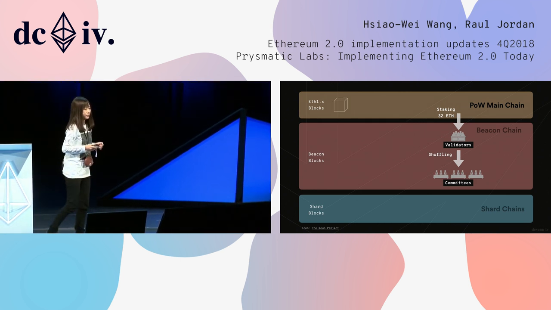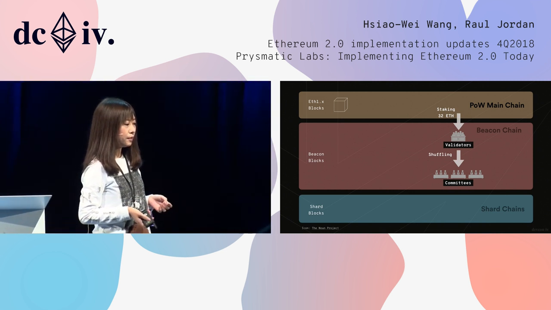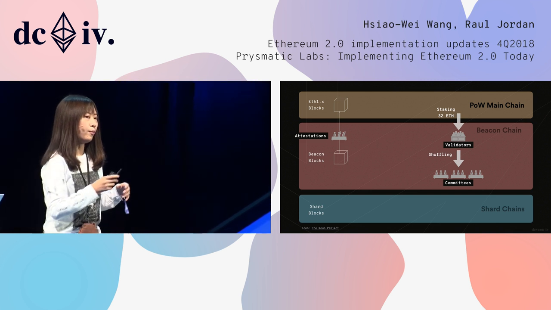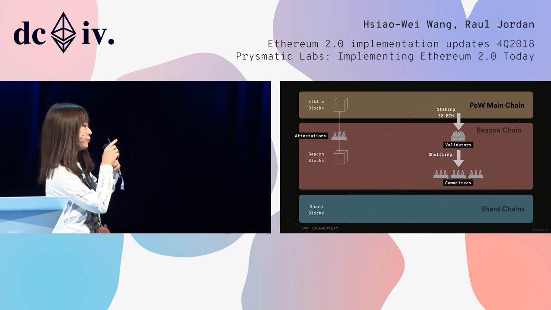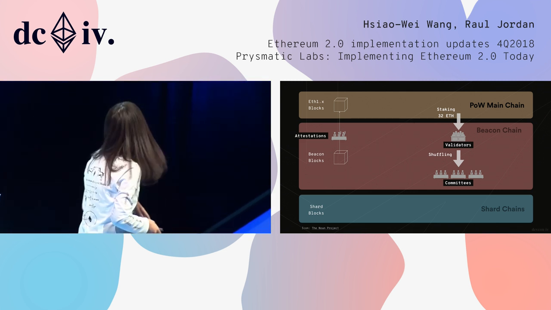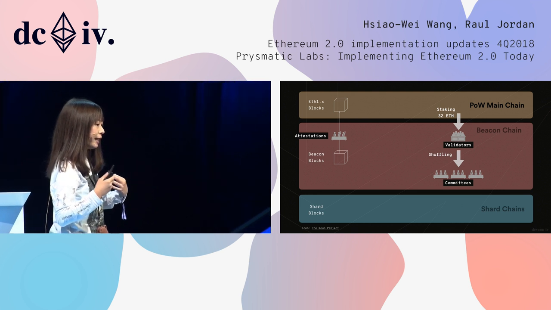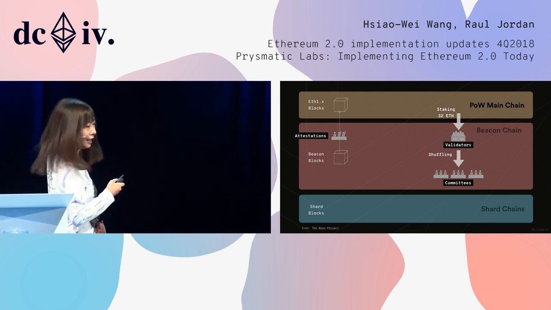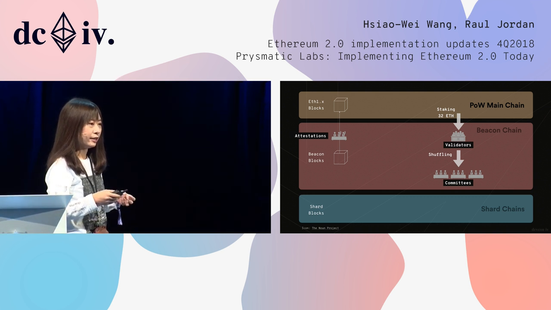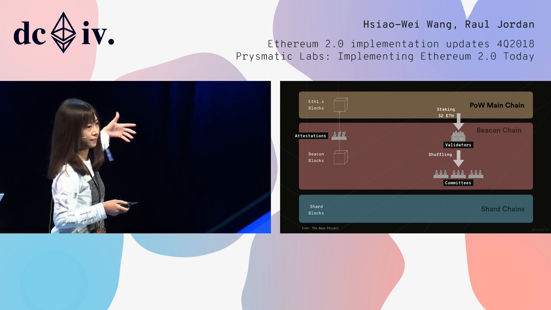The POW main chain is still here, and blocks are proposed. But when a beacon chain block is proposed, it will make a reference that points to the proof of work chain. A committee will be assigned to verify and attest a beacon block. This committee has to send their votes to say, yes, this block is valid. We call this process the attestation.